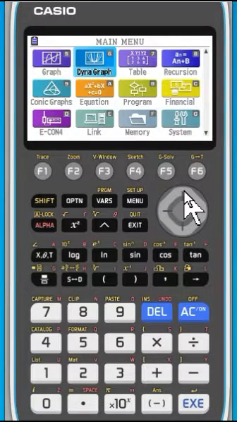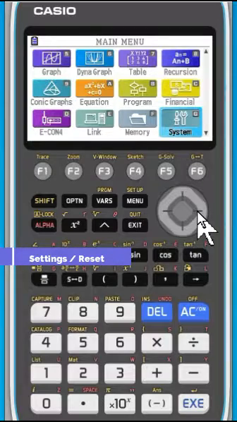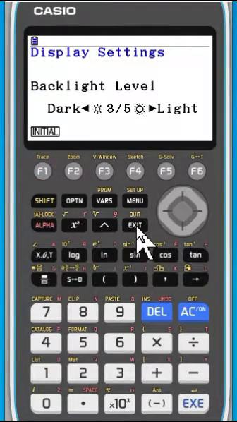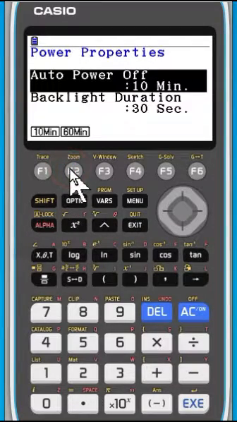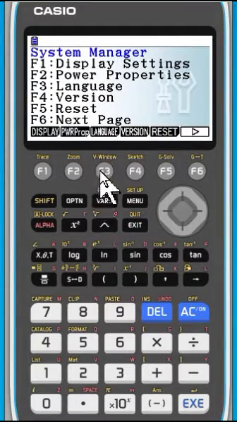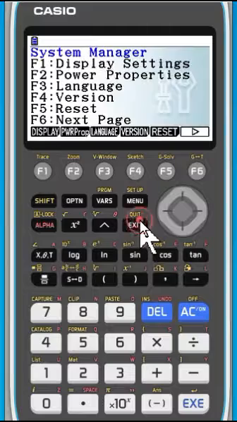Now something that is very critical and useful for a graphing calculator is your system. There you do all the necessary settings. So if you go to system, you have various options like F1 to display settings. You can change the contrast. F2 is power settings. You can always do the necessary settings to save your battery power. F3 is language. F4 is version. This is very important, right? So you should always check for the latest version and upgrade to the latest version.